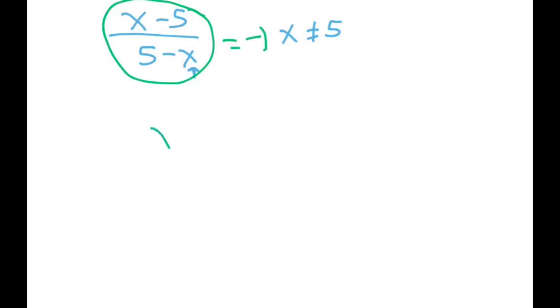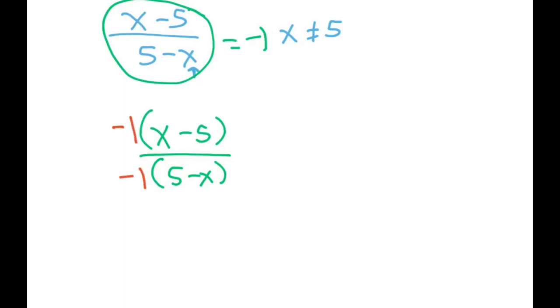What I'm going to do is take my x minus 5 and my 5 minus x, and multiply the numerator and the denominator by negative 1. Now when I do that, negative 1 divided by negative 1 is just 1, so I'm just rearranging this.